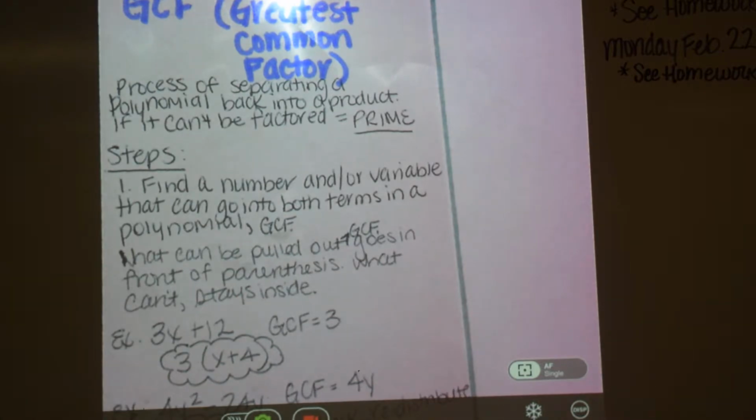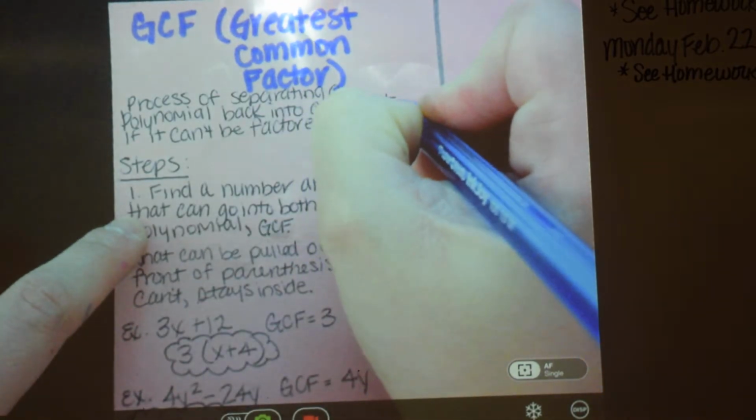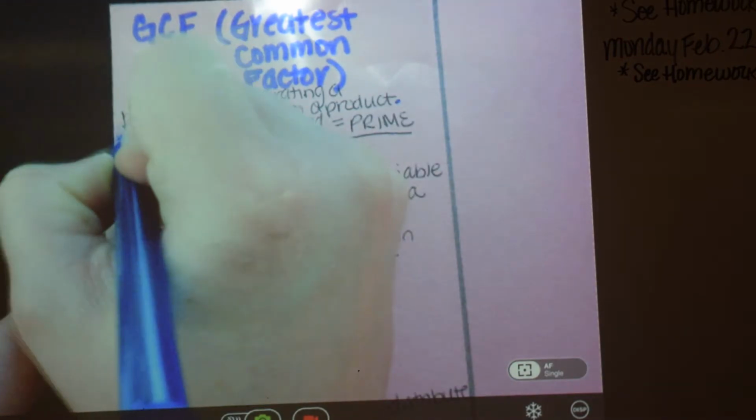It is a process of separating a polynomial back into a product. If it cannot be factored, then it is prime.